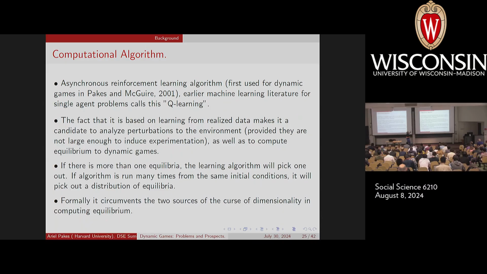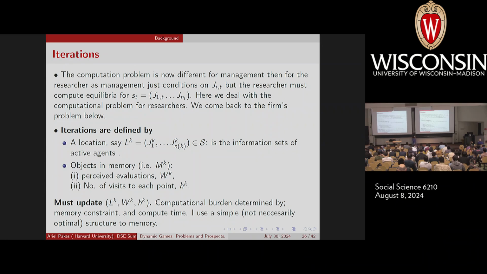The good part about this is that if you believe it, you could do transition paths as well as equilibrium. If there's more than one equilibrium, the learning algorithm will pick one out. If you think it's a good approximation, it might pick out the one you want to get. But if you think it's a bad approximation, it need not do that. And formally, it circumvents, at least formally, and it doesn't quite do it in practice, but formally, it kills the curse of dimensionality.